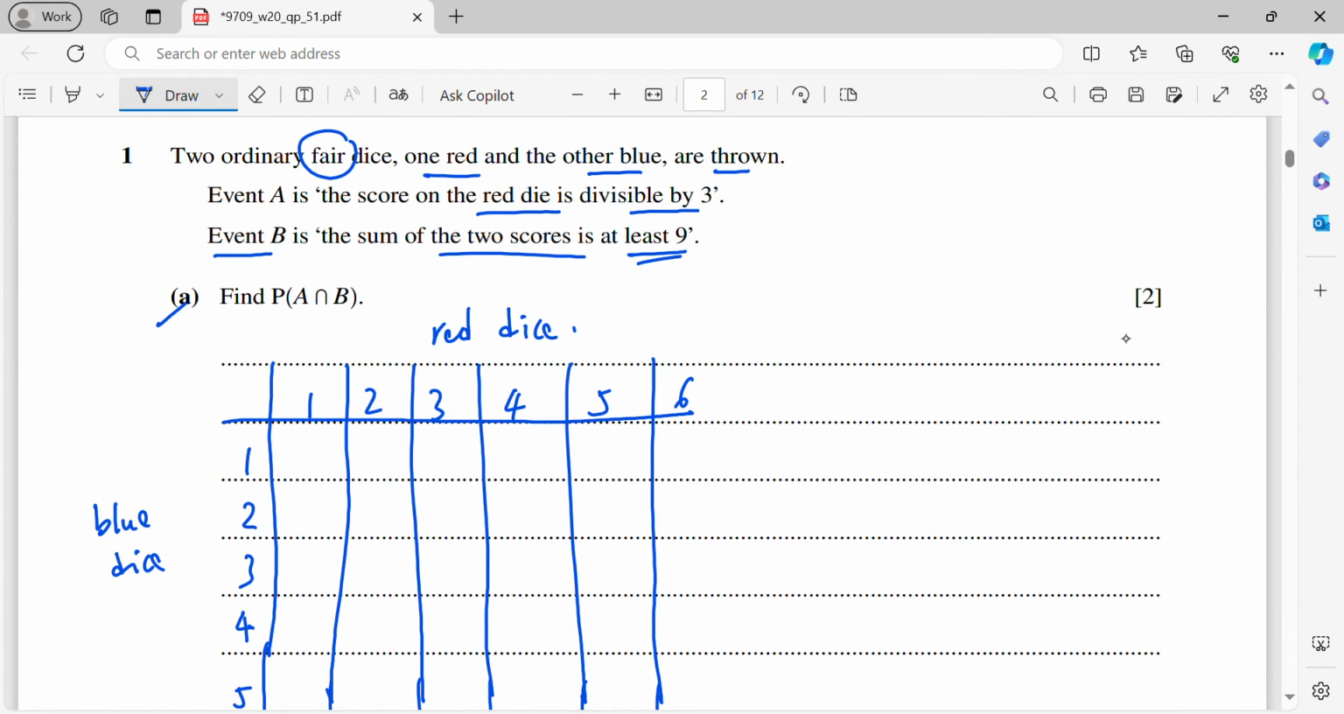Okay, so from here, to get the A intersects B probability, I will just label A and B in the table. So the A means the score on red die is divisible by 3. Okay, so when it is divisible by 3, that means the number must be either 3 or 6. Okay, so here I will label as A. All this will be the A.